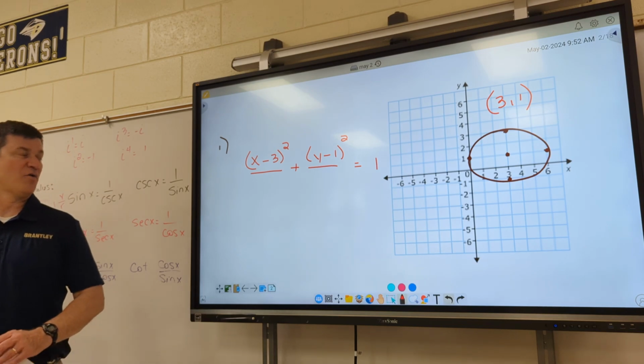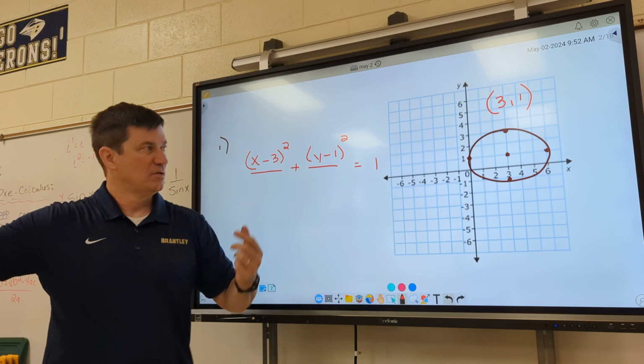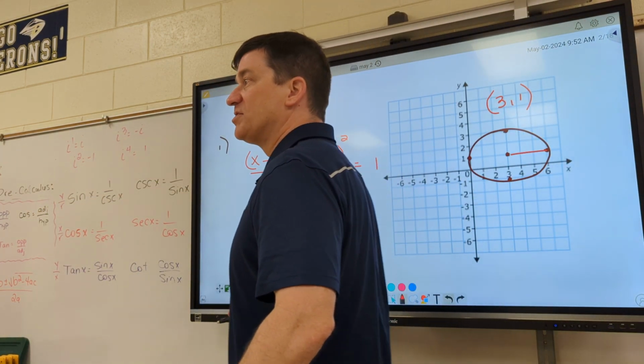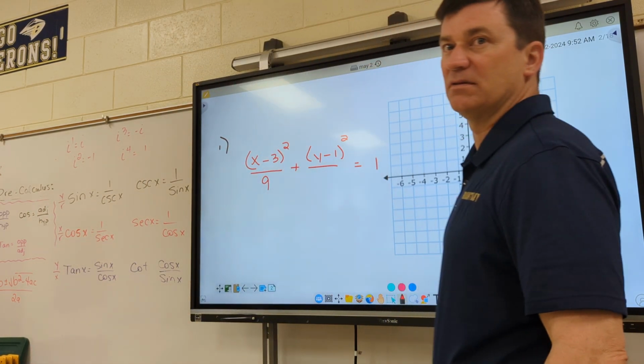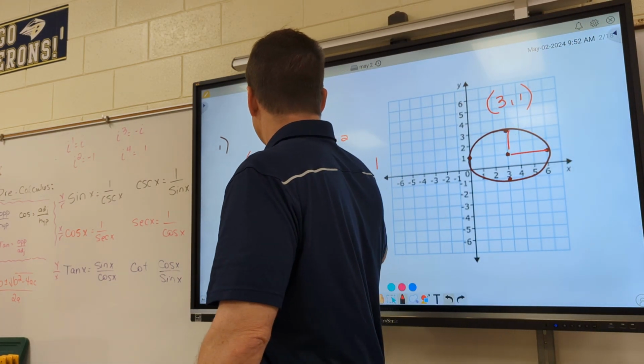All right, now, do y'all remember how to find the number that goes under the x? We did it yesterday. Good. Tegan says the radius is 3. 3 squared is 9, so 9 goes under the x. What goes under the y? 4, right? 2 squared is 4.